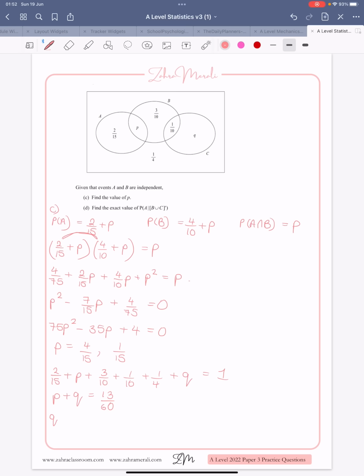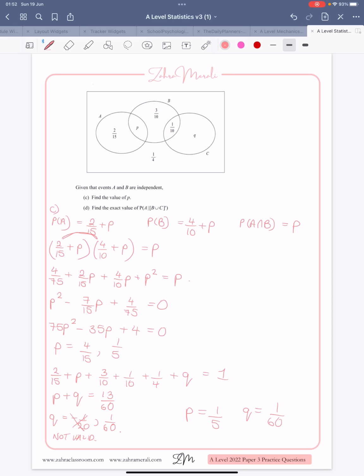So you can put them in anyway. So Q is 1 over 20 or 1 over 60. If we use 1/5, I think I've written 1/15 here. Let's change that. Okay. And so we'll say this one is not valid. And so therefore our answers are P equals 1 over 5 and Q equals 1 over 60.